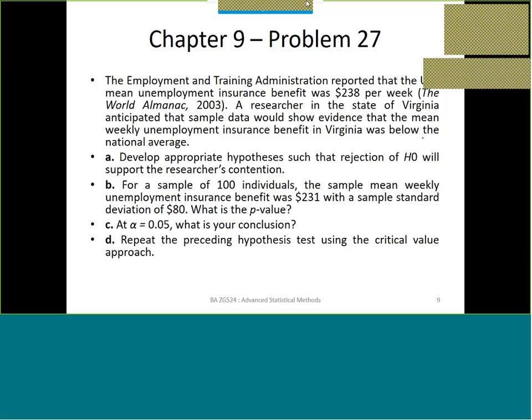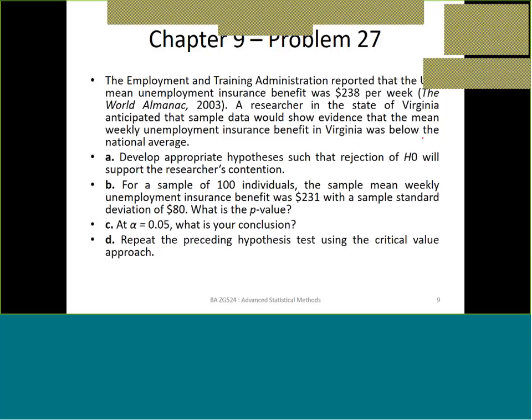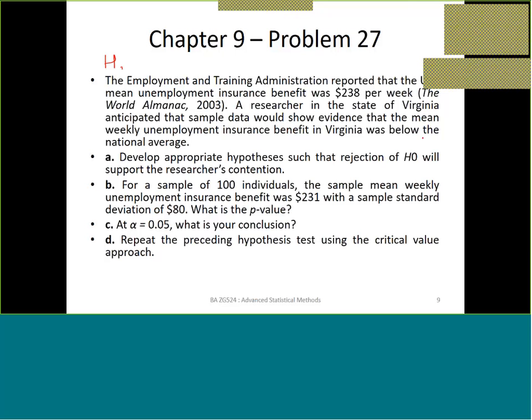Now tell me, this is again a research hypothesis. So first of all, you should write HA. Which statement do you have to take? Yeah, good. A researcher in the state of Virginia anticipated that sample data would show evidence that the mean weekly unemployment insurance benefit in Virginia was below the national average. The national average is 238, so HA is mu is less than 238, and H naught is mu greater than or equal to 238. So in HA we have a less than symbol, again it is lower-tailed.